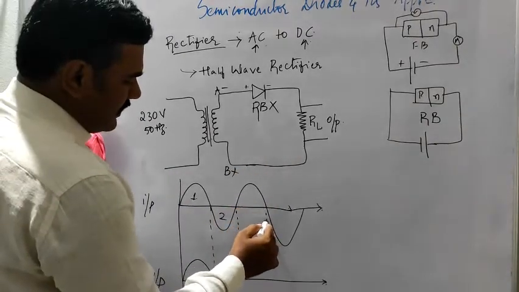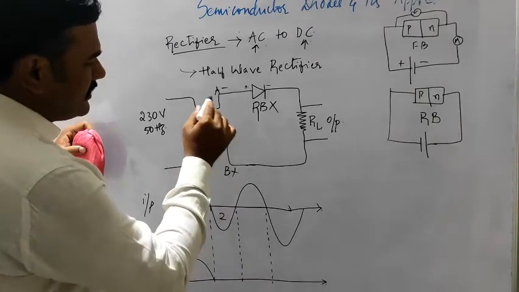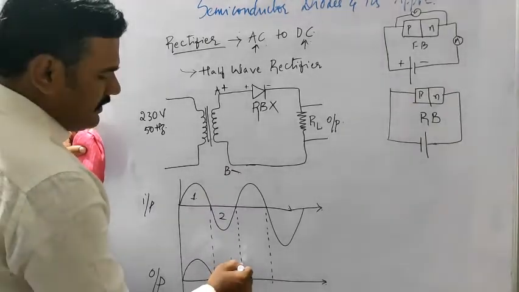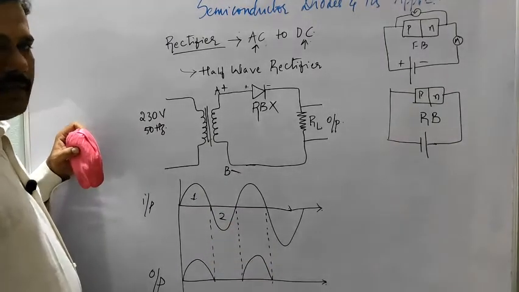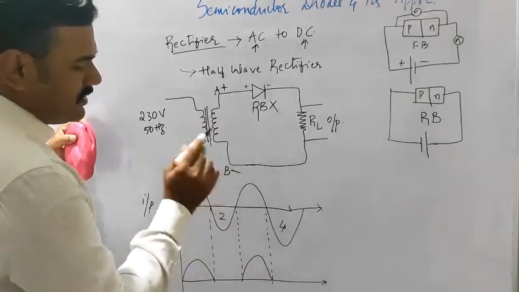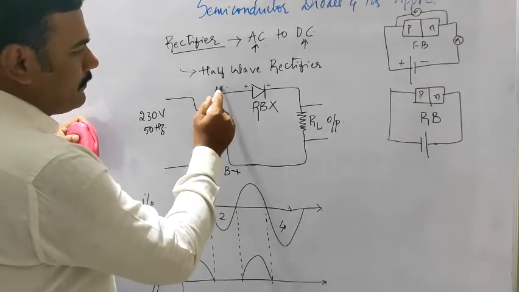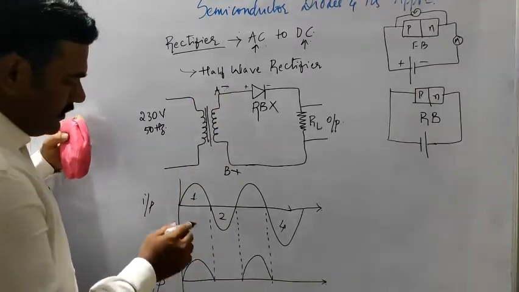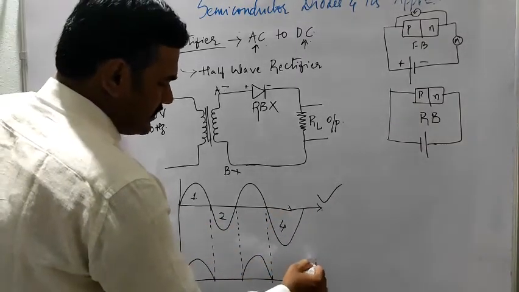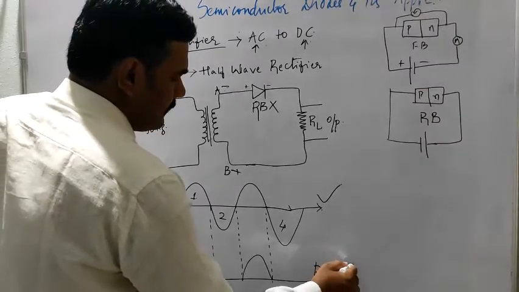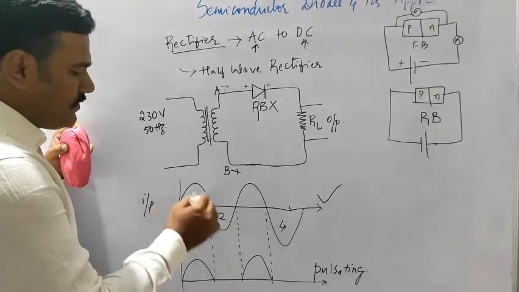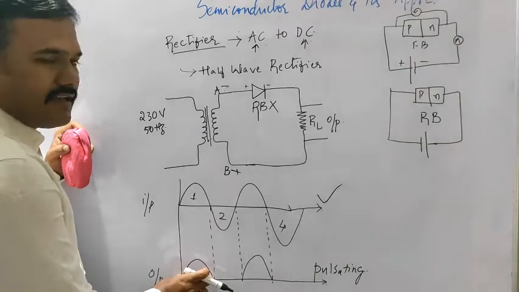In the third case, again the cycle continues. In the third half cycle, A becomes positive and B becomes negative, the diode conducts, and we find the half cycle appearing across RL. In the fourth case, A becomes negative and B becomes positive, so therefore no conduction. Okay, so we see that this is the input AC and this is pulsating DC. We call this pulsating DC. This is simply a half wave rectifier. Half wave rectifier means out of the complete cycle we are getting just half the cycle at the output.